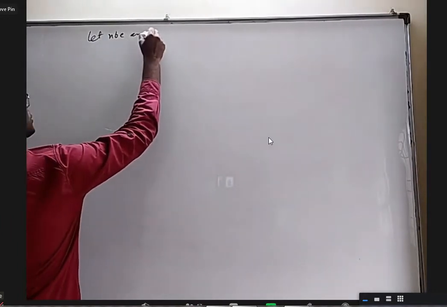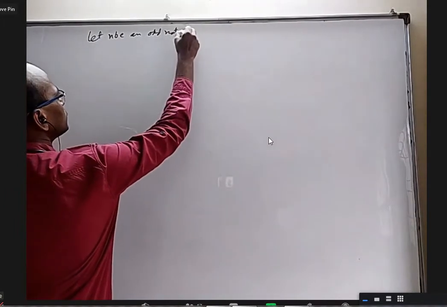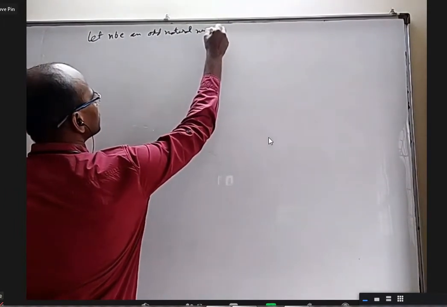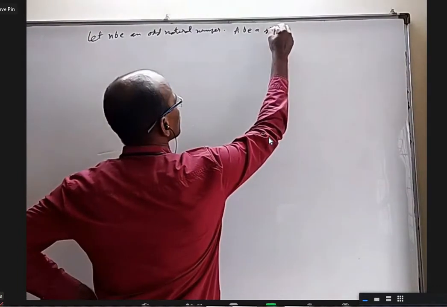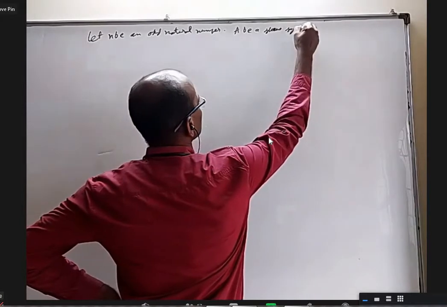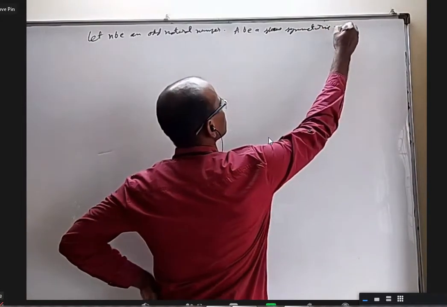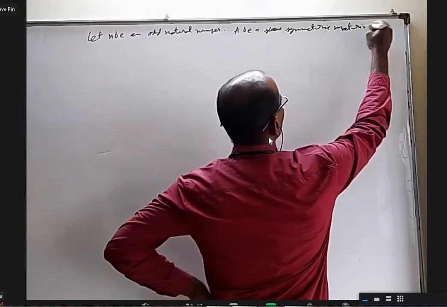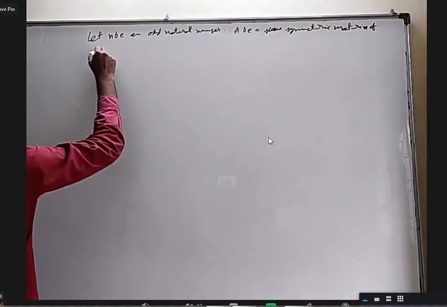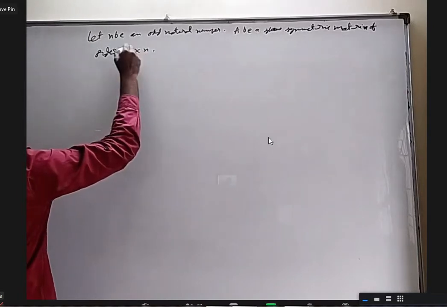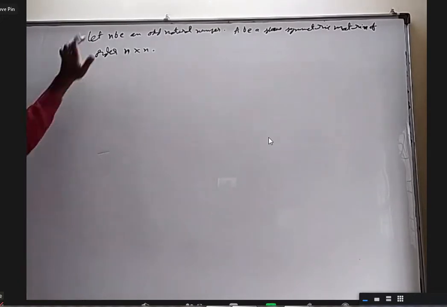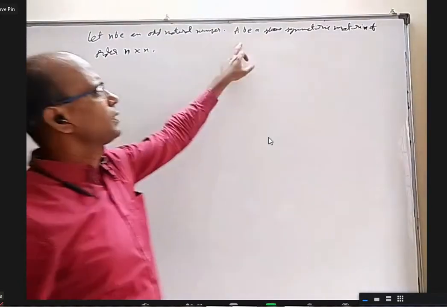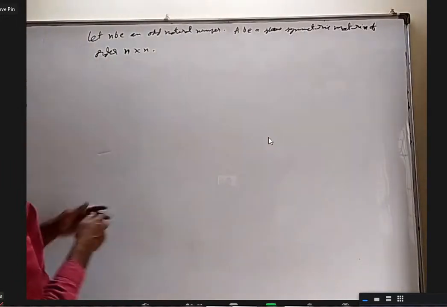Let n be an odd natural number, A be a skew symmetric matrix of order n by n. I'm just reading it also, if somebody is not able to read this. Let n be an odd natural number, A be a skew symmetric matrix of order n by n.